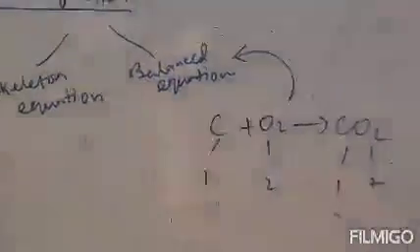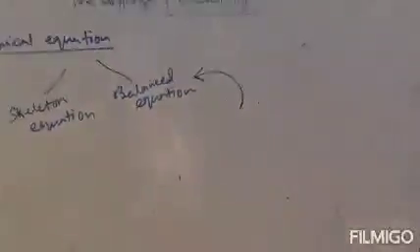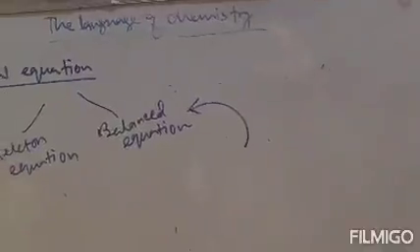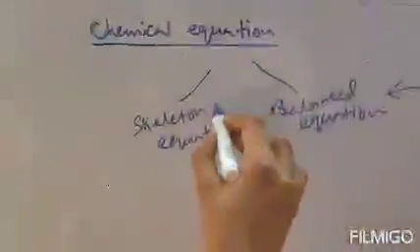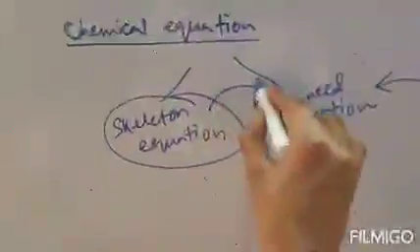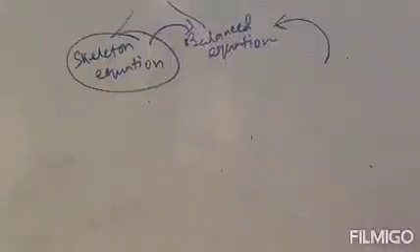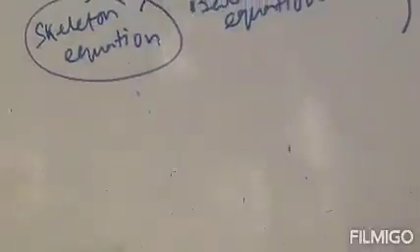Clear? So now we will see how a chemical equation is balanced. There are two methods to balance a chemical equation. Your skeleton equation will be given in your exam, and you have to balance the skeleton equation to give the balanced equation. Clear? So there are two methods to balance any skeleton equation. One is your hit and trial method, and the other one is the partial equation method.